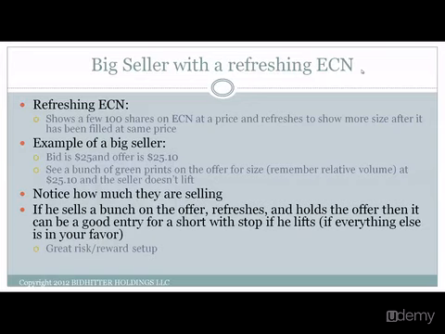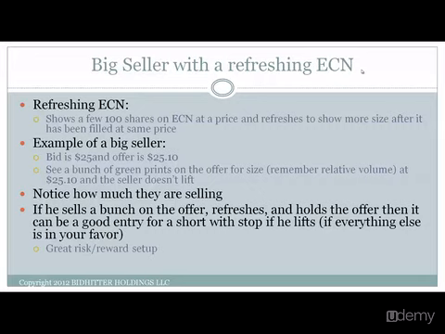So an example of a big seller is the bid is at 25 and the offer is at 25.10. You see a bunch of green prints, which are prints on the offer, for size at 25.10, and the seller does not lift. I mean, does not go above that. So that's an example of a big seller, and it's going to trade lower.